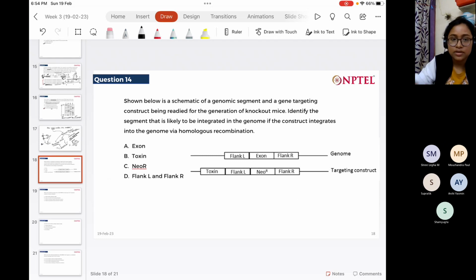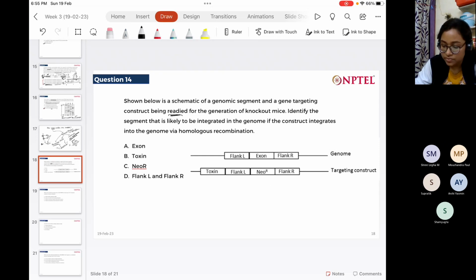Does anyone else have any question? Okay. If not, let's quickly do four problems, as we are running short on time. First: shown below is a schematic of a genomic segment and a gene targeting construct ready for the generation of a knockout mouse. Identify the segment that is likely to be integrated in the genome if the construct integrates into the genome via homologous recombination.